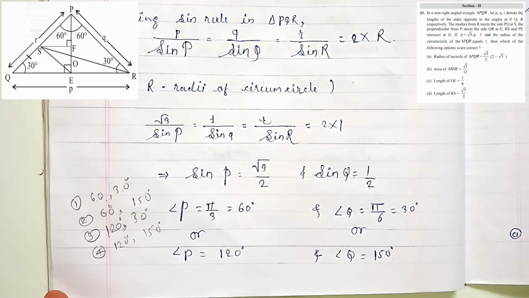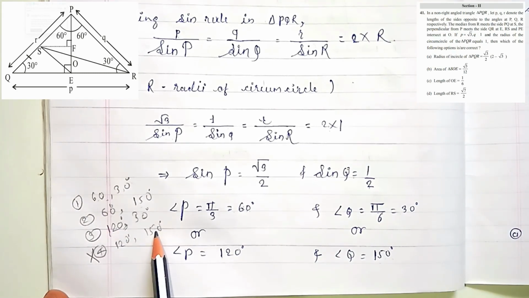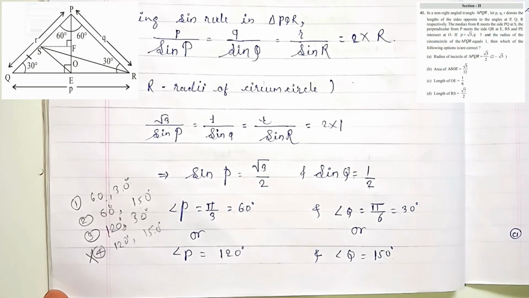Now we have to figure out which of the P and Q pairs is possible as angles of a triangle. Two obtuse angles are never possible. So option number 4, which says 120 degrees and 150 degrees, is not possible, because in any type of triangle, including a right angle triangle, we have a unique obtuse angle and a unique right angle. These things you need to know. So two obtuse angles are never possible in our triangle. Option 4 is gone, so we cannot say anything about this.